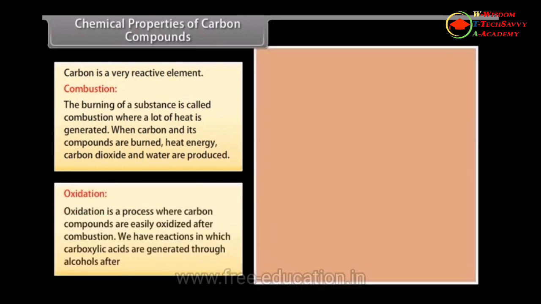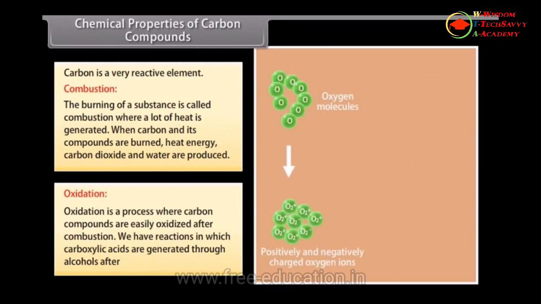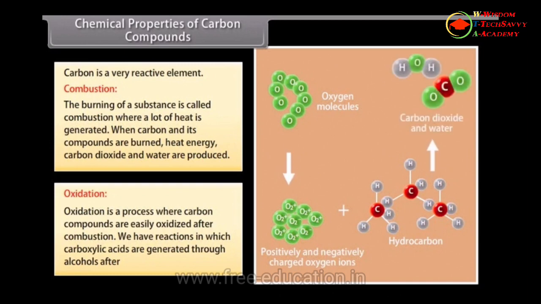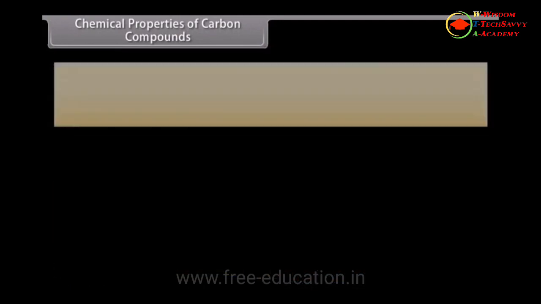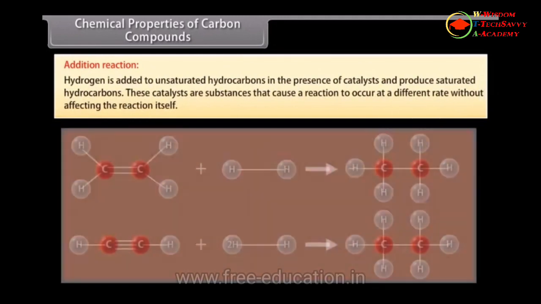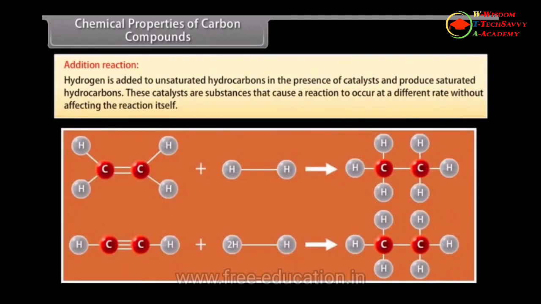Oxidation. Oxidation is a process where carbon compounds are easily oxidized after combustion. After complete oxidation, additionally, we have reactions in which carboxylic acids are generated through alcohols. Addition reaction. Hydrogen is added to unsaturated hydrocarbons in the presence of catalysts and produce saturated hydrocarbons. These catalysts are substances that cause a reaction to occur or proceed at a different rate without affecting the reaction itself.